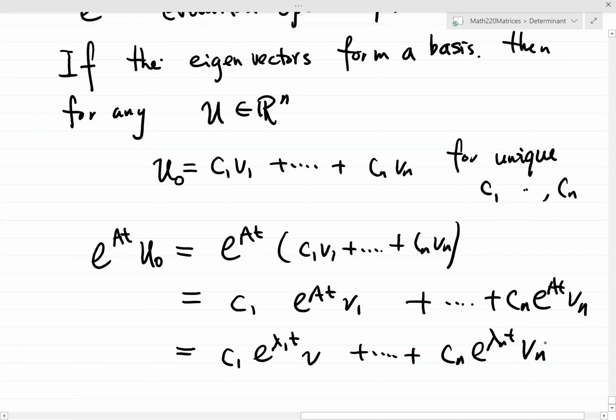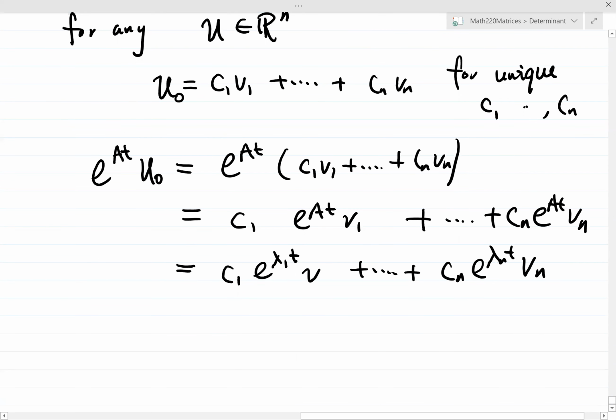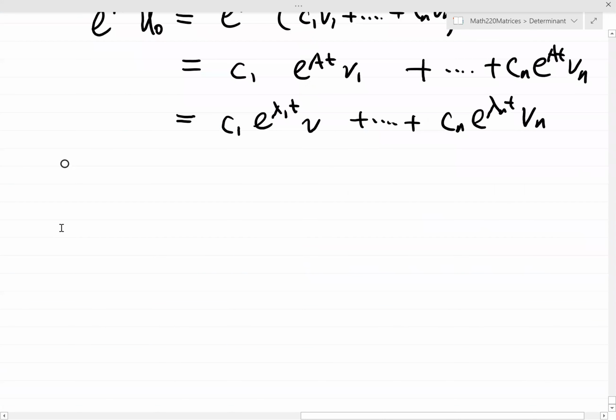Okay, let's see how this example works. Let me maybe give you one example. I think we call it a day after at least one example.